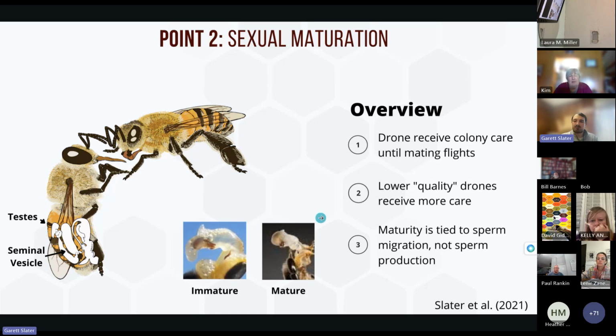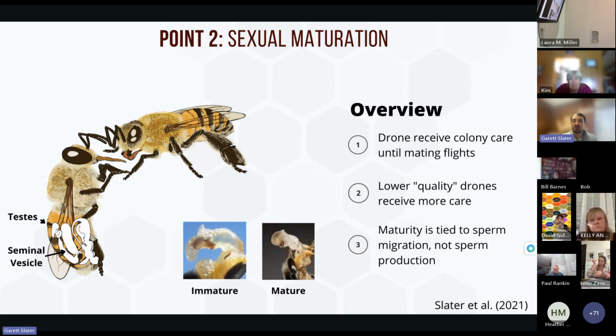Once your colonies begin producing drones, and our colonies actually started producing drones last week, so we have some drones in our colonies. Probably within the next month or so, you'll have some drones within your colonies. If you want to check if they're mature or not, you just take them and squeeze them, and the endophallus will pop up and you can tell whether they're mature or immature.